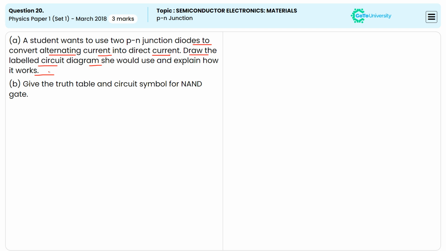Okay. First of all, we need to know which device is used to convert an AC signal into a DC signal. The device is a rectifier. A rectifier is the device which is used to convert the AC signal to a DC signal. And a student wants to use two PN junctions.